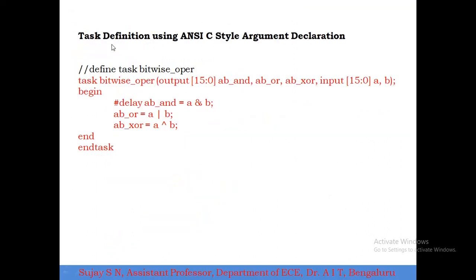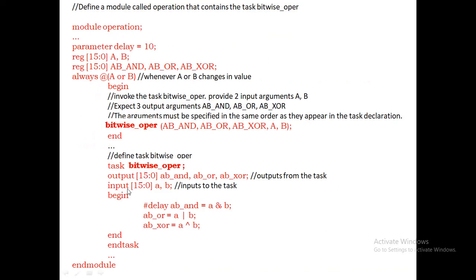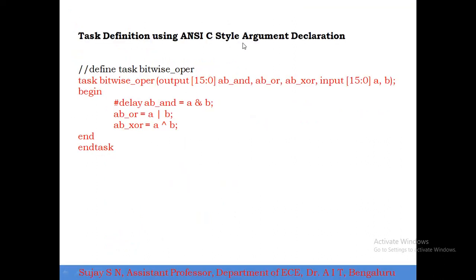We can also define a task using ANSI C style. Here, in the general form, we wrote task bitwise operator, and then declared output and input separately. The same thing can be done using ANSI C style. The ANSI C style declaration is task bitwise_oper, which is the name. Within the brackets we put the output arguments, and, or, xor, then the input arguments, and then begin. It is the same as the previous one.